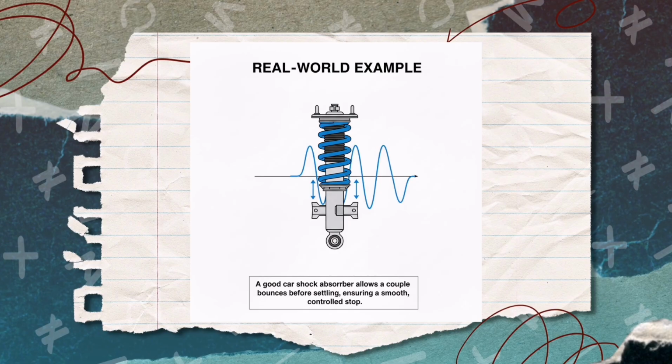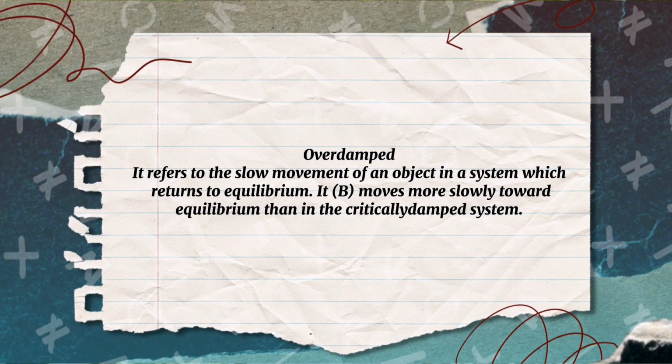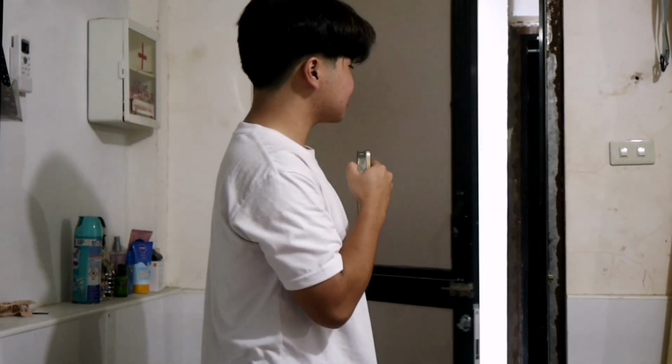It absorbs a bump and lets the car bounce just a couple of times before settling, ensuring a smooth, controlled stop to the vibration. Basically, overdamped motion happens when something goes back to its original position slowly and doesn't bounce or oscillate. In short, it moves back to rest but super slowly because of too much damping force. Like the resistance is very strong. Like this. When you close it, it doesn't bounce or swing back. It just slowly shuts down, very smooth and chill.